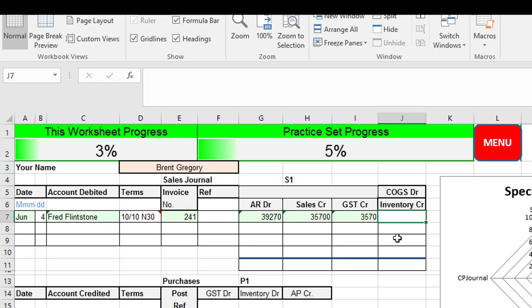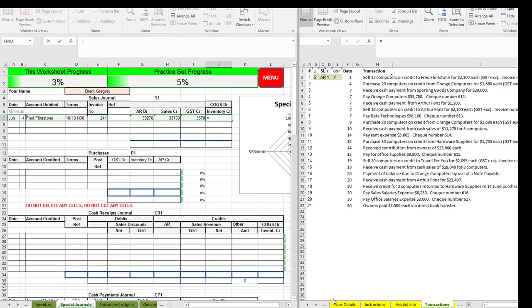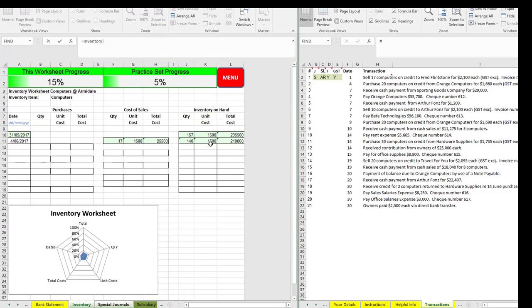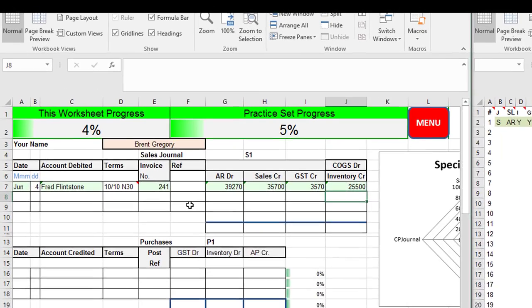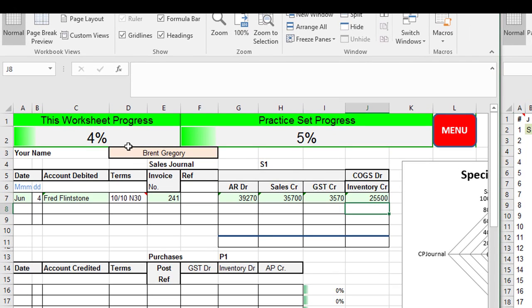For the inventory, we need to go to the inventory to get that item. So I'll go to inventory here. Gone too far. Back the other way, inventory. The total cost of sales was $25,500 from the inventory. So that's all done. You can see for this worksheet we've raced up to 4% as a whole.